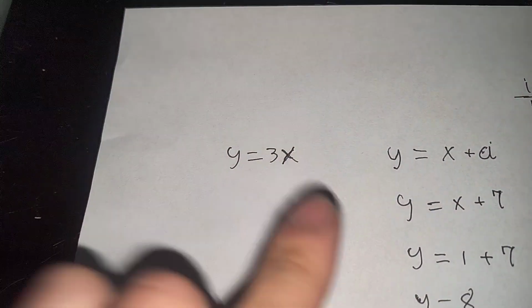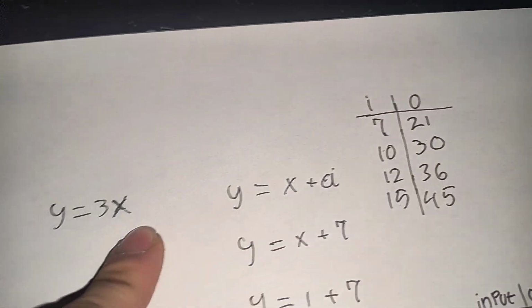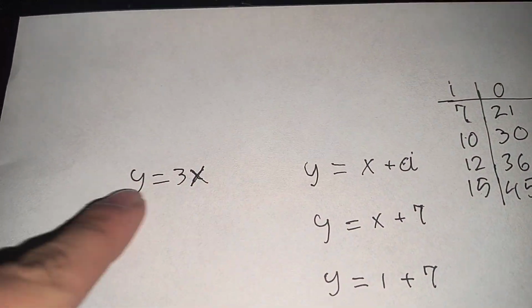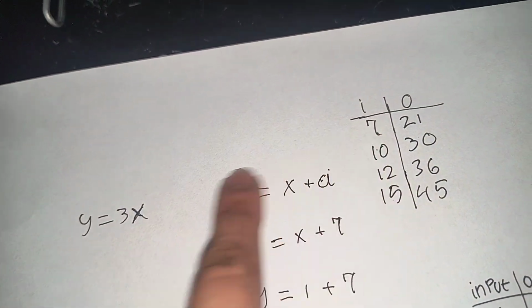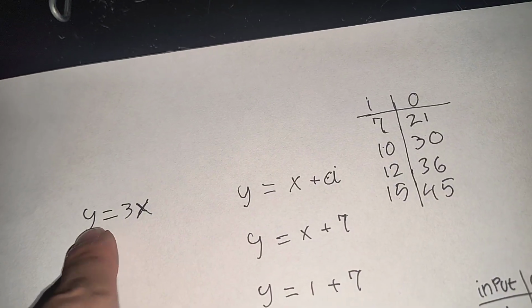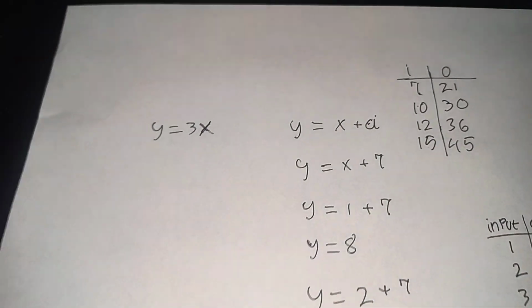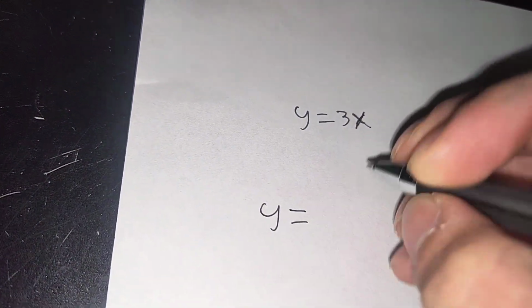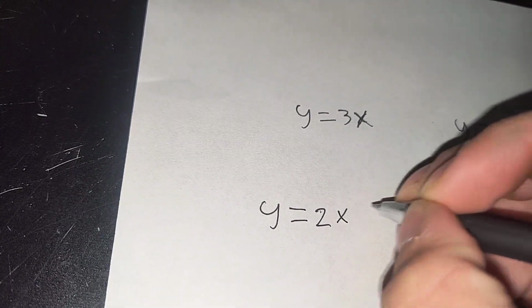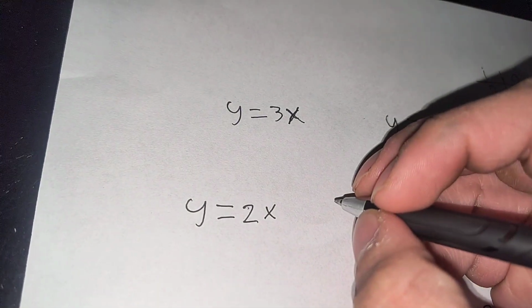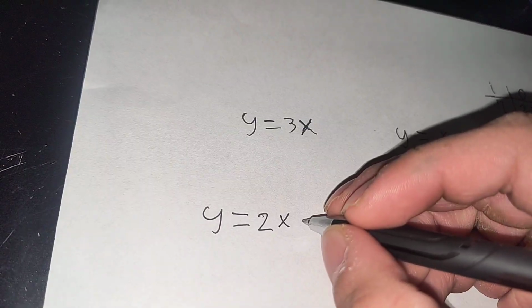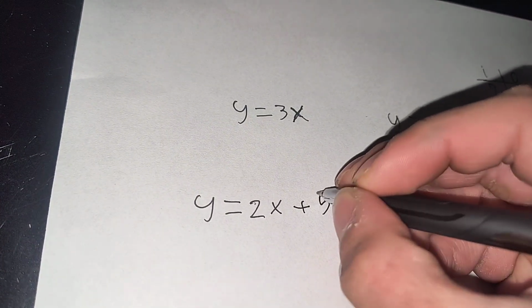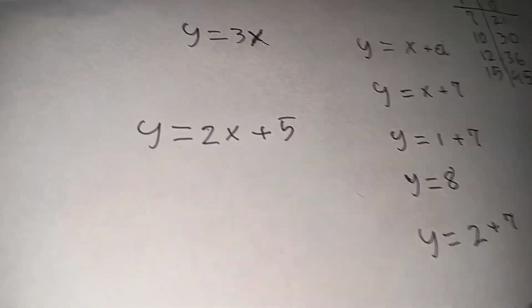So y is the output, x would be the input. You just follow the rules to get the output. 3 times the input, and then we get the output. That's how rules work. All right, one more. Let's say we have the rule y is equal to 2 times x plus 5. This one is a bit more tricky.